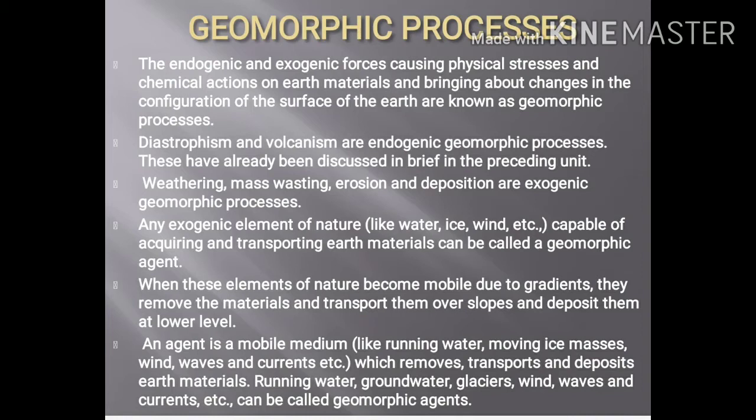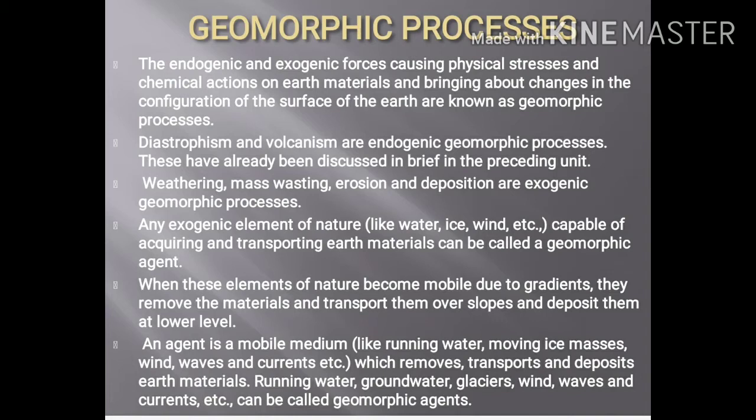The endogenic and exogenic forces causing physical stresses and chemical actions on earth materials and bringing about changes in the configuration of the surface of the earth are known as geomorphic processes. So basically, these endogenic and exogenic forces continuously put pressure on the various materials of the earth, and they bring about changes in the configuration of the surface of the earth, and all these processes which bring about the changes in the surface of the earth are known as geomorphic processes.